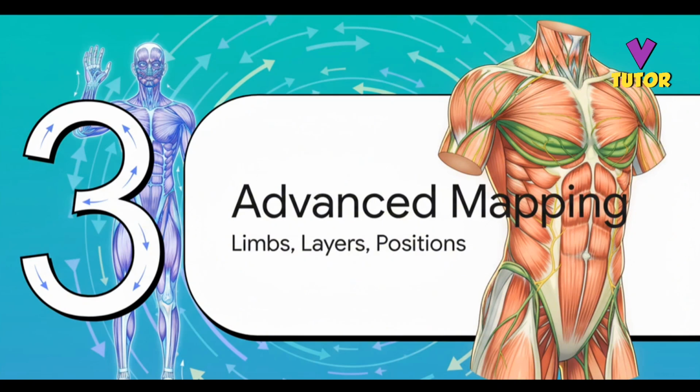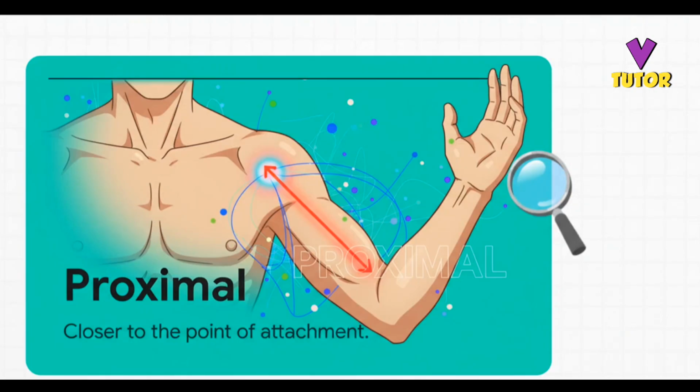That's a great start. But now let's get a little more advanced and see how this language works for tricky areas, like our arms and legs, and even the different layers inside the body. So when we start talking about limbs, arms, and legs, the words change just a little bit. The term proximal means closer to the point where the limb attaches to the body. So your shoulder is proximal to your elbow because it's closer to your torso.